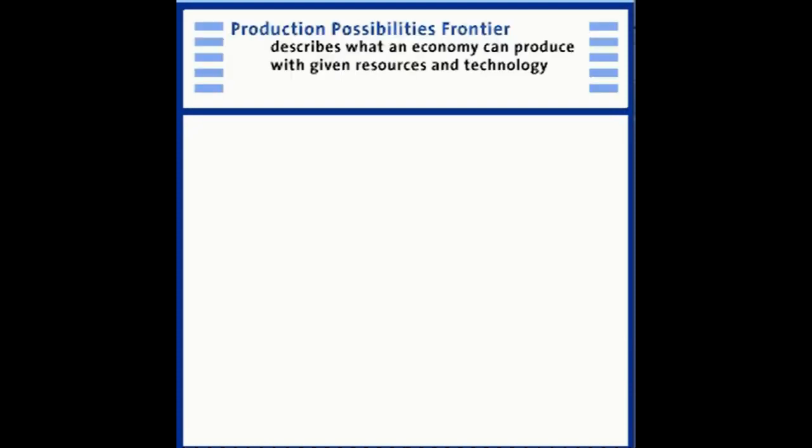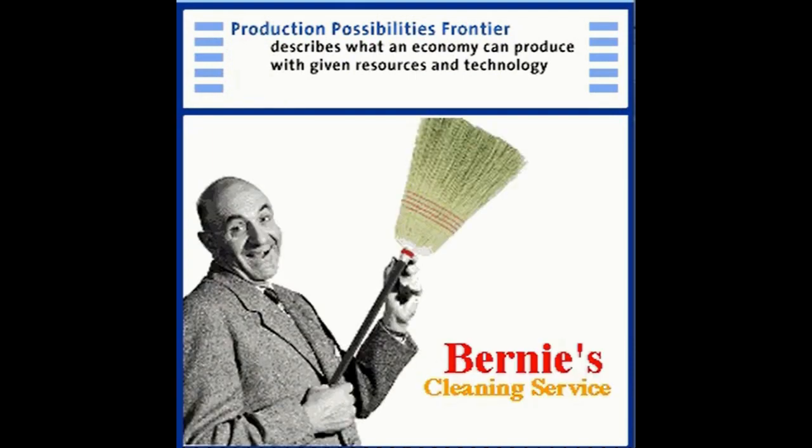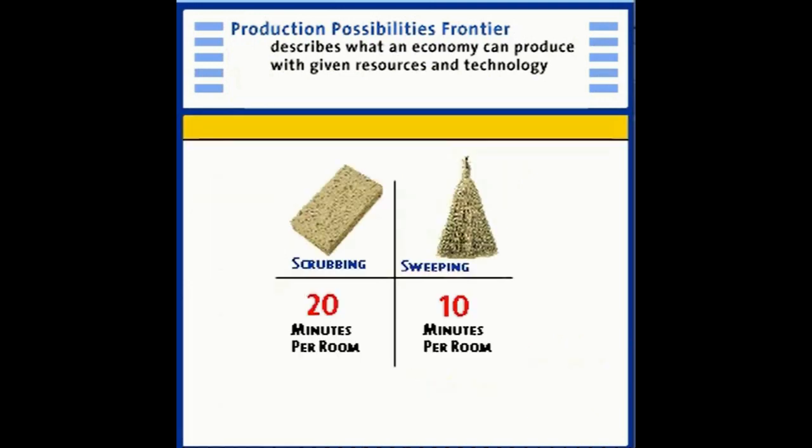And we're going to first derive the Production Possibilities Frontier for a cleaning service run by Bernie. In the next lesson, we'll be introducing a potential cleaning partner for Bernie and show how cooperation can increase the wealth of both cleaners. But first, let's look at Bernie. Bernie has a service that provides two cleaning chores. Bernie scrubs rooms and Bernie sweeps rooms.